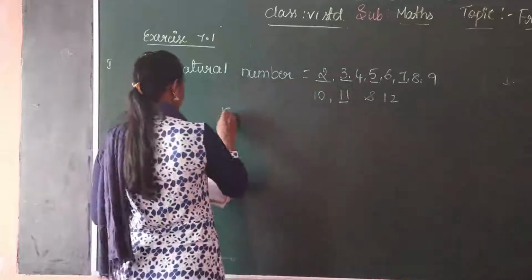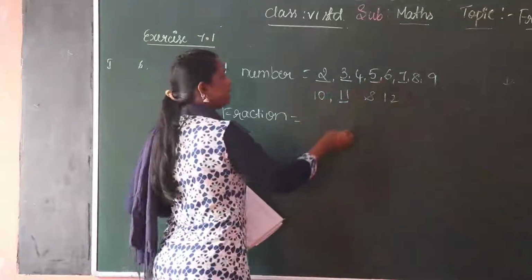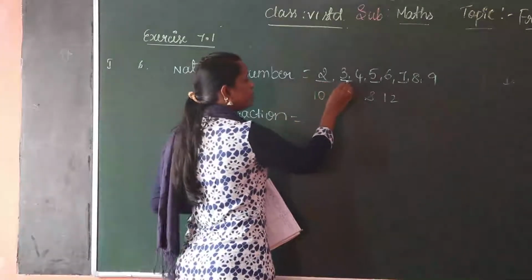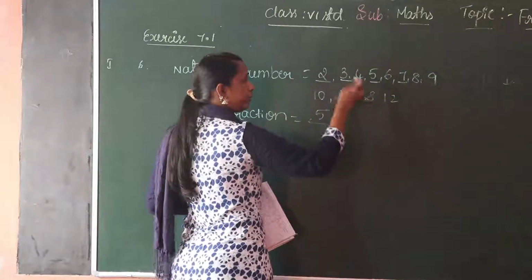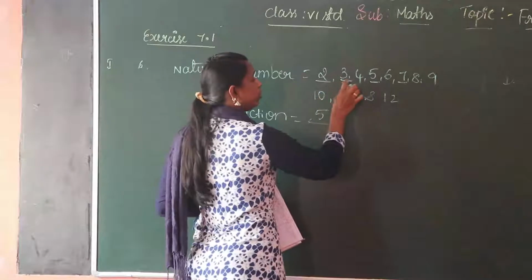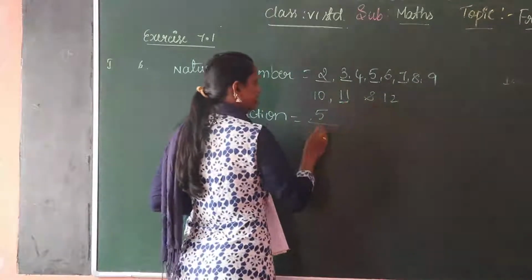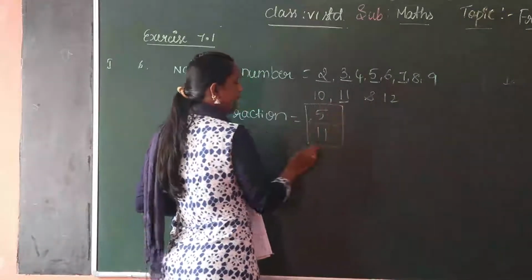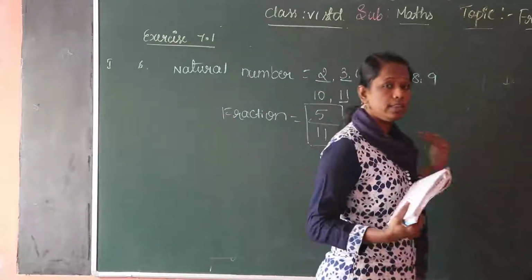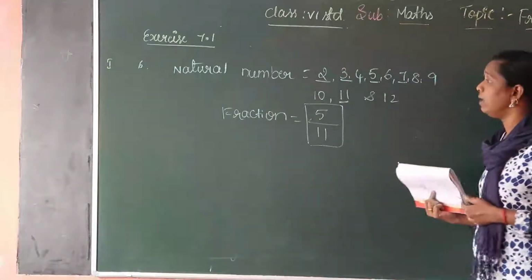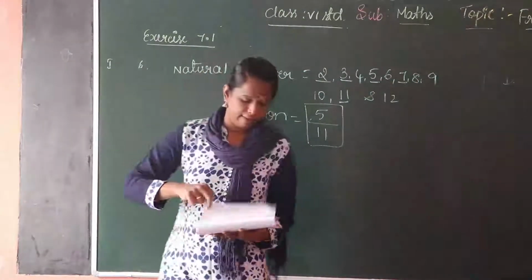So we can write the fraction. How many prime numbers are there? 1, 2, 3, 4, 5. So 5 by the total number of natural numbers, which are 2, 3, 4, 5, 6, 7, 8, 9, 10, 11. So the fraction is 5 by 11. There are 11 natural numbers, and in them we can take 5 prime numbers. The fraction is 5 by 11.